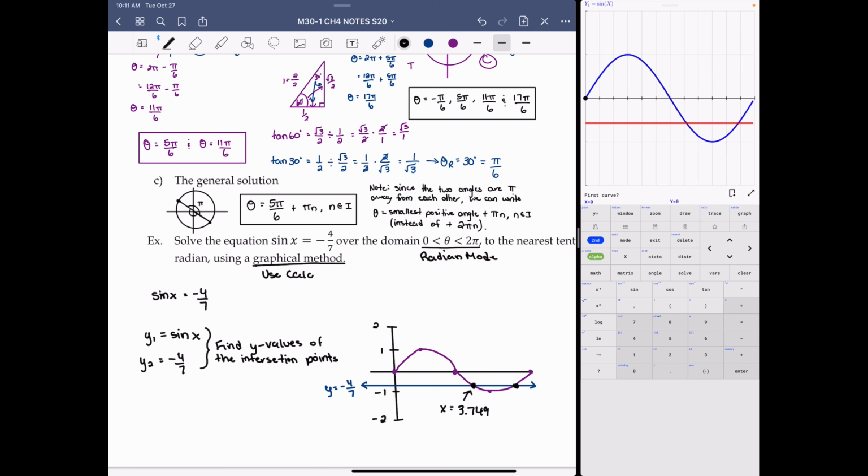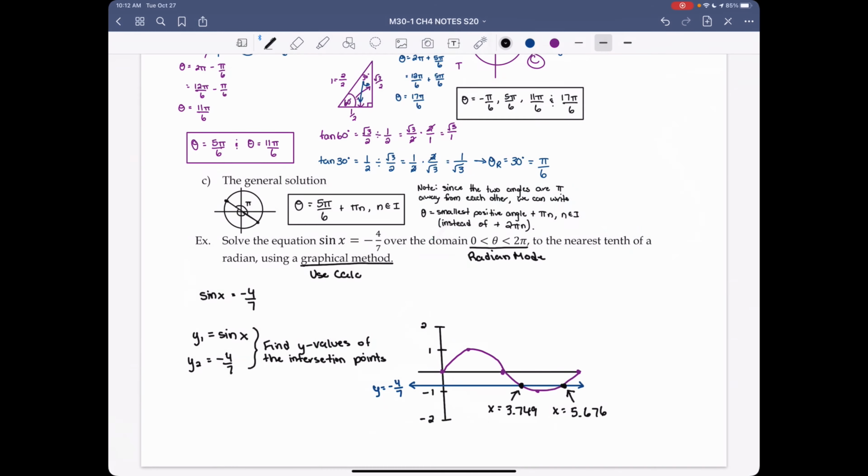Then we do the same thing, second trace number 5 again. This time move your cursor closer to the point you're trying to find before you hit enter on the first curve, and then do the same thing on the second curve. Move it closer to the point you're trying to find, hit enter, and then hit enter again. It tells us the x value for this intersection point is x equals 5.676. So our solutions, rounded to the tenths place, are x equals 3.7 and x equals 5.7.